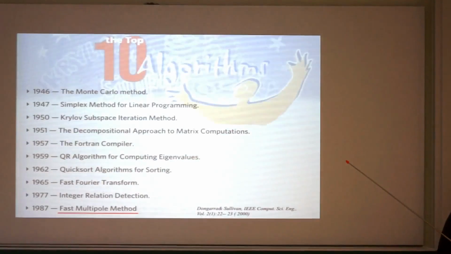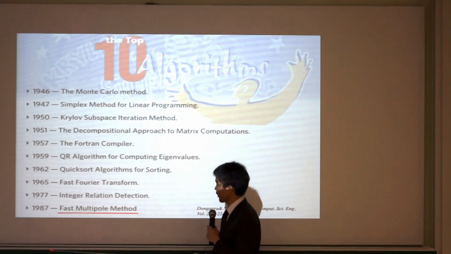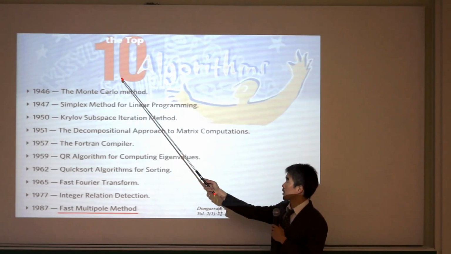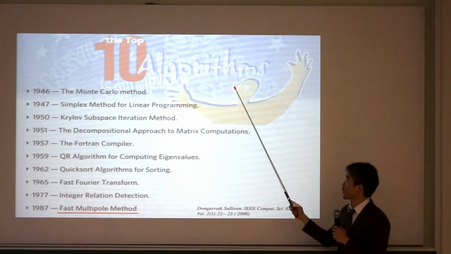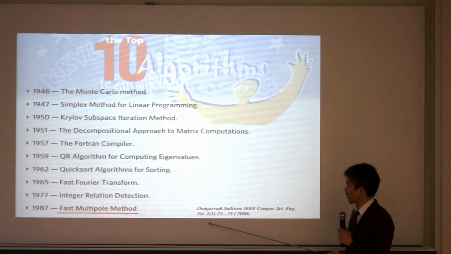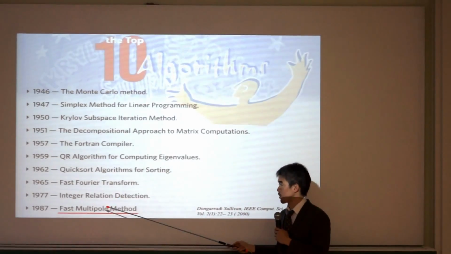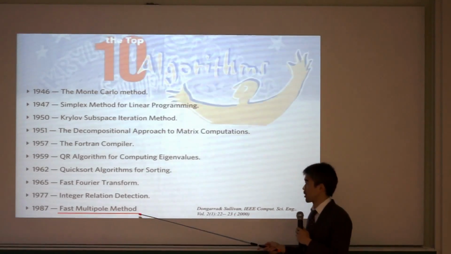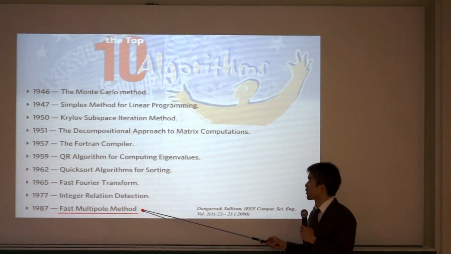One of the most advanced versions of the N-body algorithm is the fast multipole method. There's a list of the top 10 algorithms of the 20th century that was compiled in the year 2000. So it doesn't include algorithms invented after the year 2000, but not too many major algorithms have been invented after the year 2000.